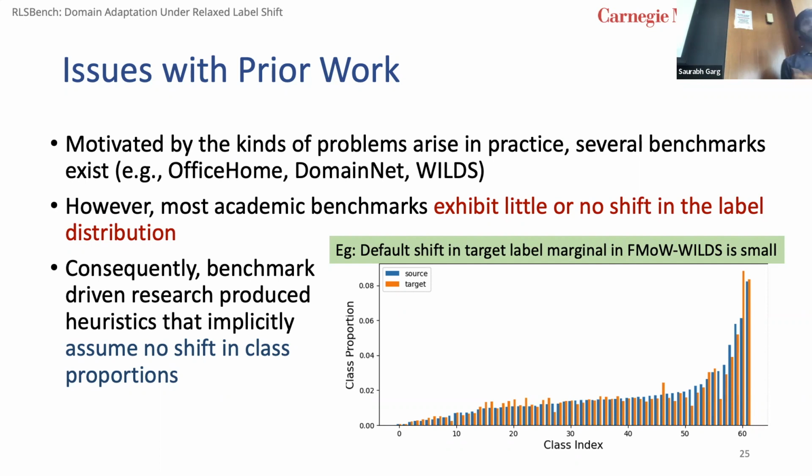But in practice, when we only have unlabeled data, we may not always be able to enforce this. That is, the label proportions in your unlabeled data can be very different from the label proportions in your source data.